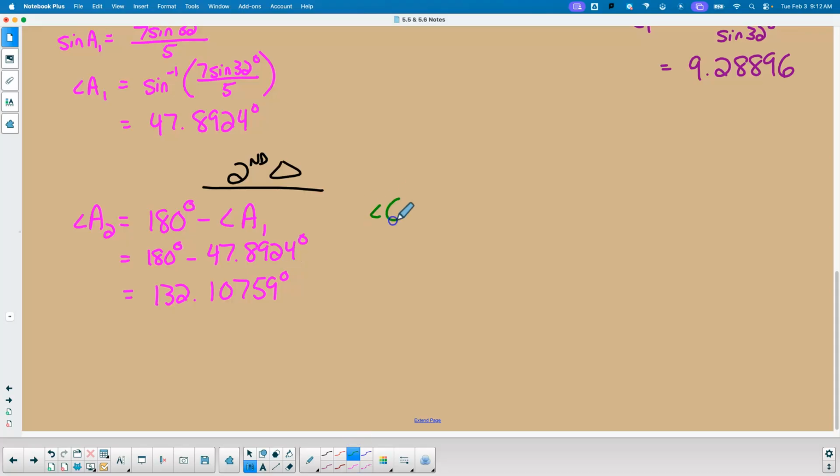Then angle C sub 2 is going to be 180 degrees minus 32 degrees minus 132.10759 degrees, which is going to be 15.8924 degrees.